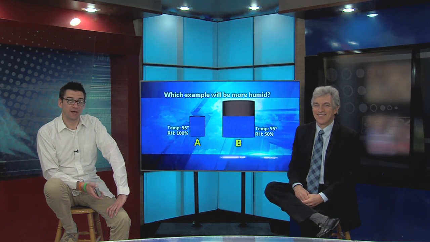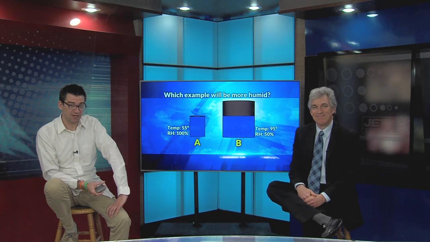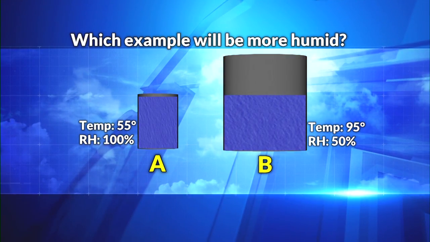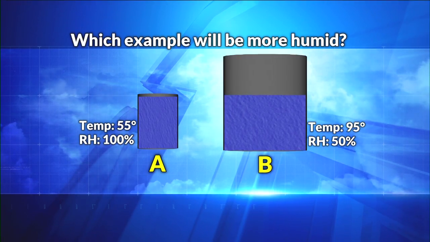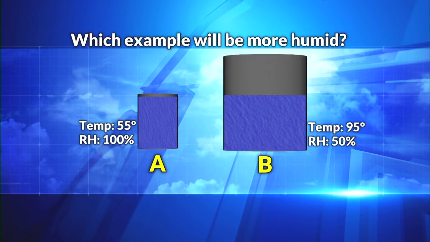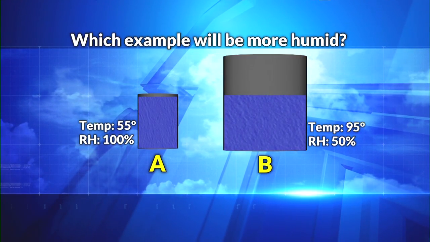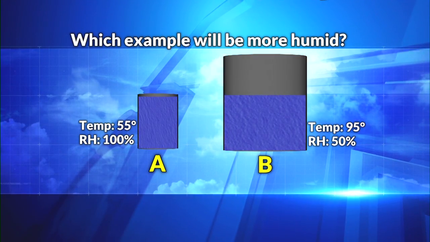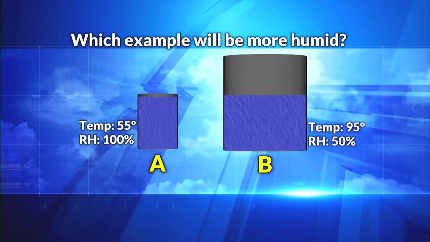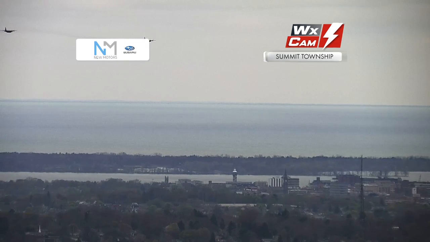All right, so let's go back to our question that we asked you at the top of the show. After all of that information we just threw at you, I don't know if it made it any more clear or not. Hopefully it did, but we wanted you to pick an answer, A or B. So which example would be more humid? Temperature of 55 degrees with a relative humidity of 100% in cylinder A.